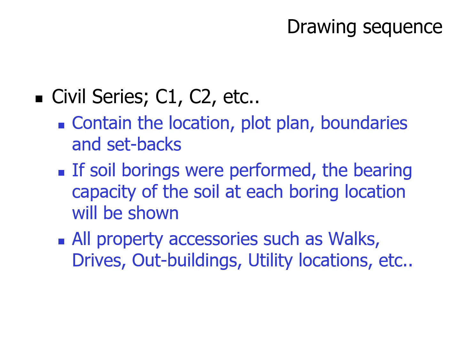Now, the civil series, C1, C2, C3, and so on, contains the location, the plot plan, the boundaries and setbacks. If soil borings were performed, the bearing capacity of the soil at each boring location will be shown, and all property accessories such as walks, drives, outbuildings, utility locations, etc. Okay, that's our civil series of prints, C1, C2.